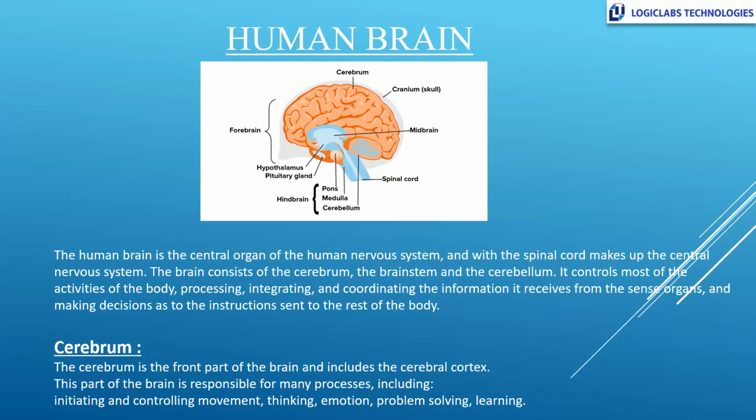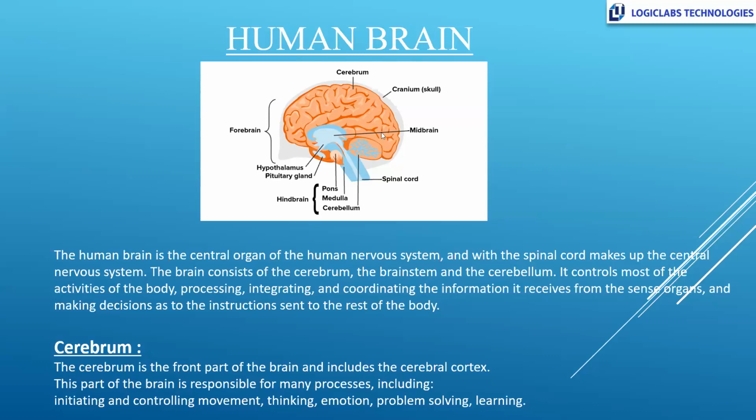And there is problem solving, like when you have a problem, one side of the brain tells you the right thing and the other part of the brain tells you the wrong thing. All these are mainly controlled because of the cerebrum. Learning: when you need to mug up something, or learn something new, your cerebrum plays a very major role.